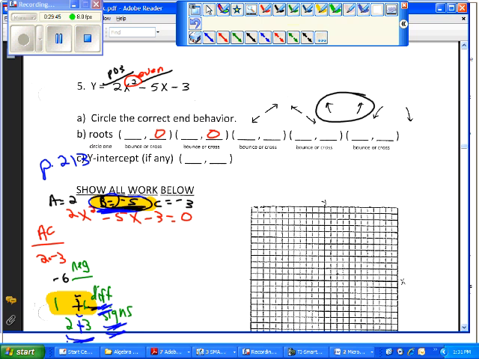Okay? And then we're going to split the middle term into those two pieces. So we're going to change the negative 5x into x minus 6x.